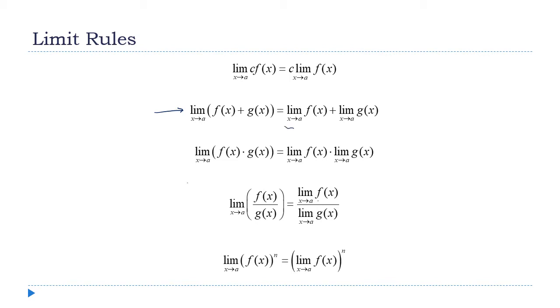In other words, I could just take the limit of the first function, the limit of the second function, and add them together. And hopefully those two limits of the individual functions are a little smaller, maybe a little easier to do. The third one here says the same thing, but for products. The limit of the product of two functions is the product of the individual limits. Same thing here for division. And finally, exponents. Instead of dealing with this function with an exponent, I can just do the limit of the function and then raise that to the exponent.